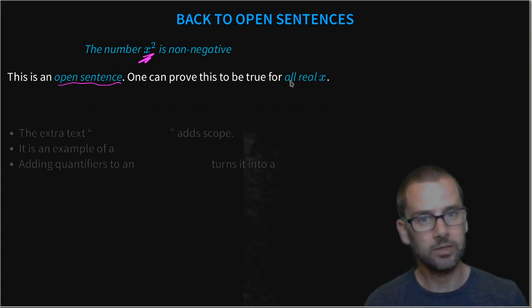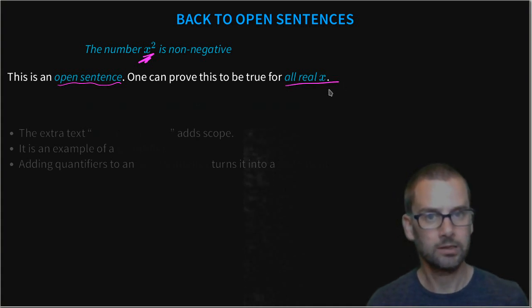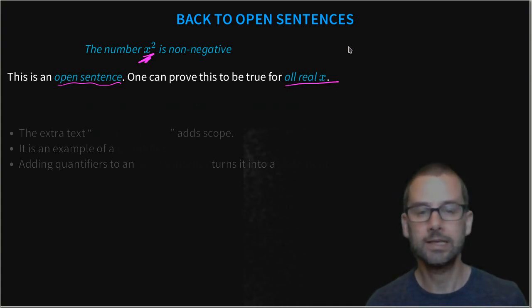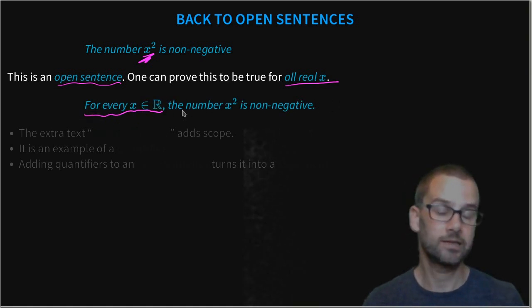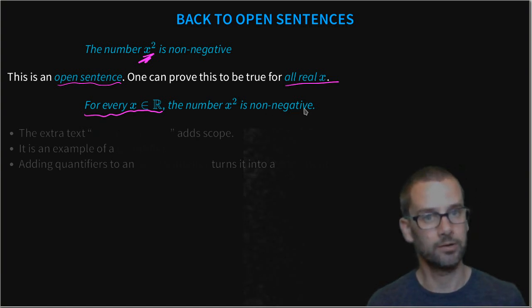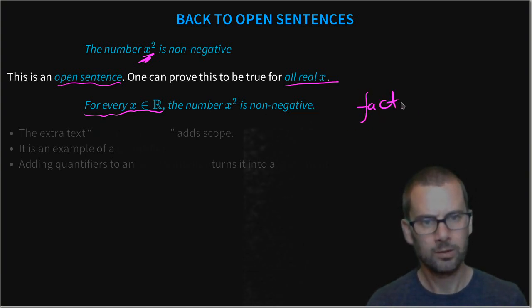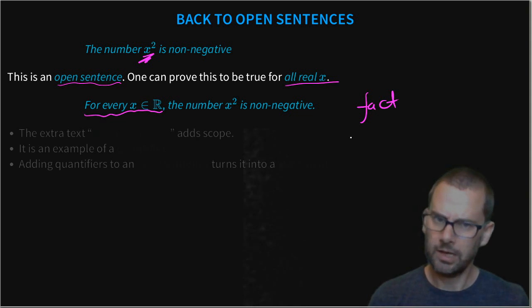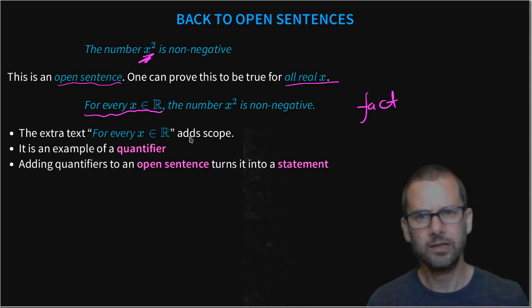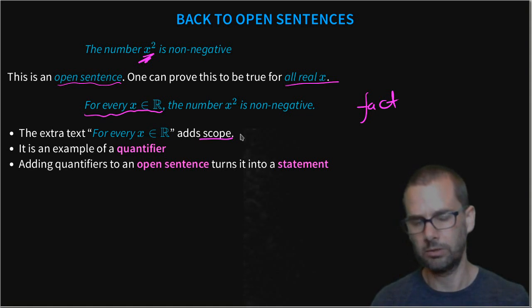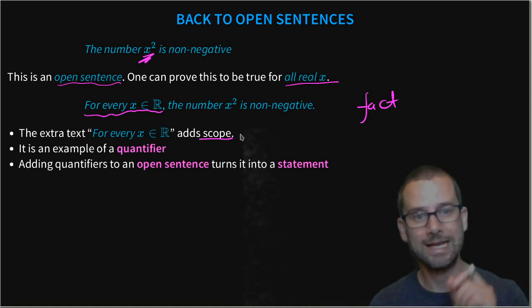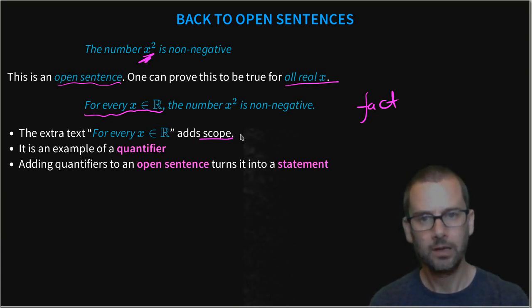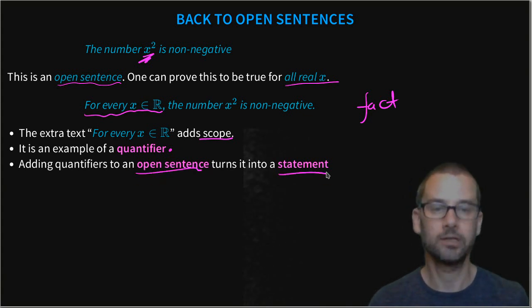But we can prove it to be true for all real x. There's a little bit of extra text here, for all real x, as an example of a quantifier. In that case, our statement would become, for every x in the real numbers, the number x squared is non-negative. And we saw this as a fact earlier in the course. Again, this extra bit of text has the effect of adding scope to a problem. It tells us where we are pulling this variable from. What are the values we're allowed to put into this thing? So it's an example of a quantifier. It takes an open sentence and turns it into a statement.